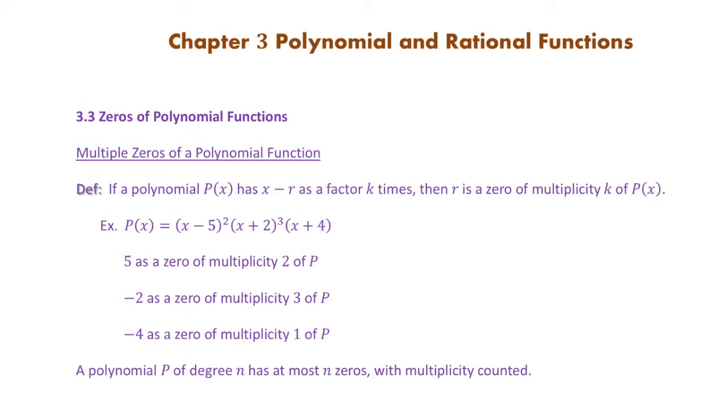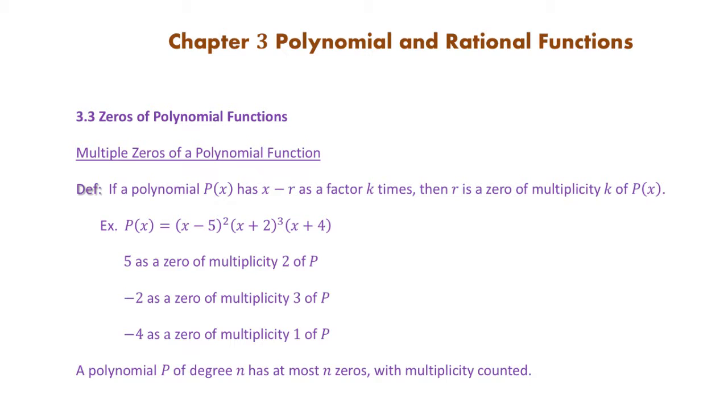For example, let's say p of x equals x minus 5 squared times x plus 2 cubed times x plus 4. So then we have three factors, x minus 5, x plus 2, x plus 4. We can solve this equation easily, p of x equal to 0, and we got three solutions, 5, negative 2, and negative 4. If we set x minus 5 equal to 0, you get 5 for x. If you set x plus 2 equal to 0, you get x equal to negative 2. If you set x plus 4 equal to 0, you get x equal to negative 4.